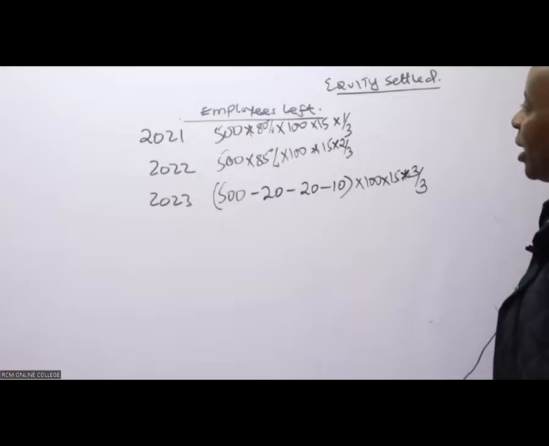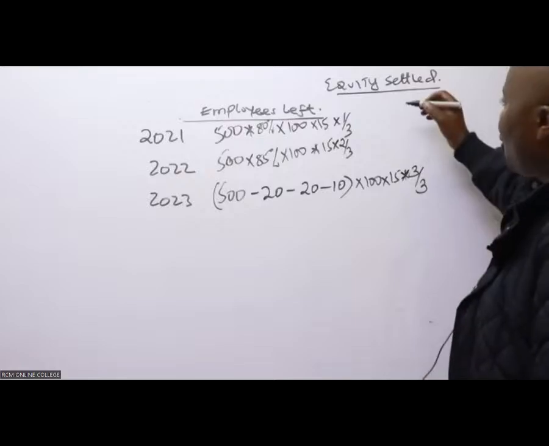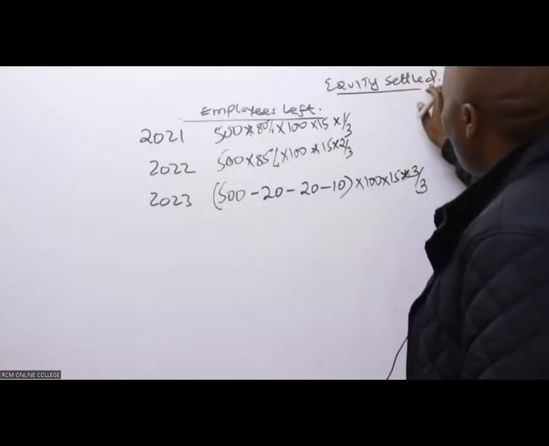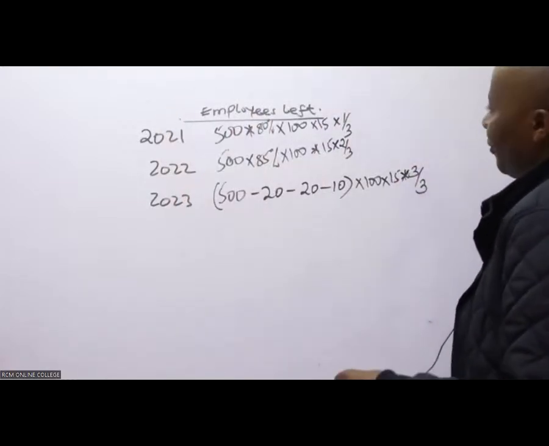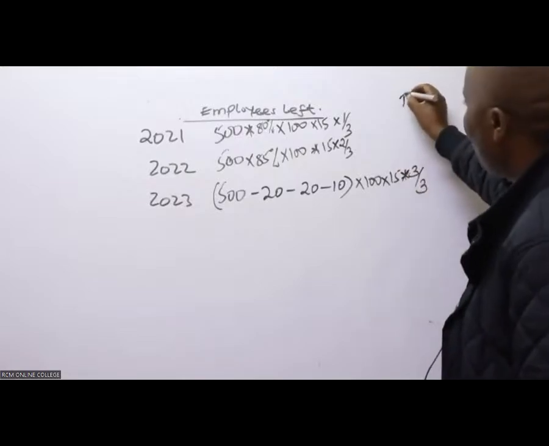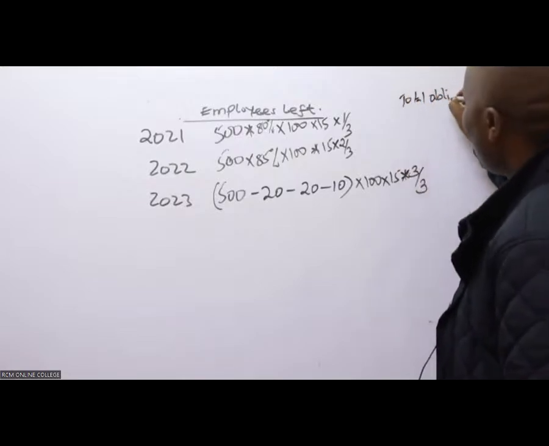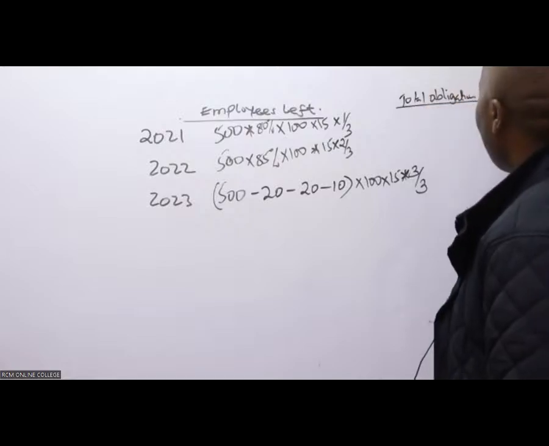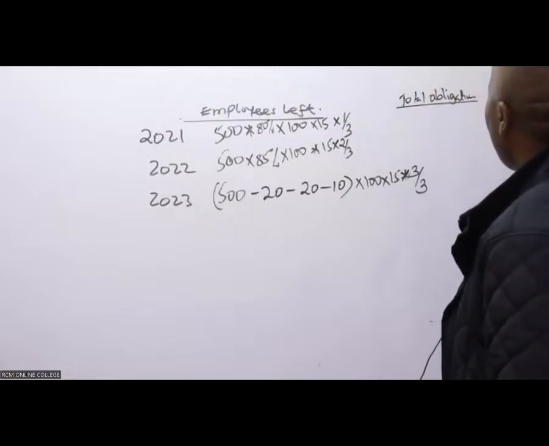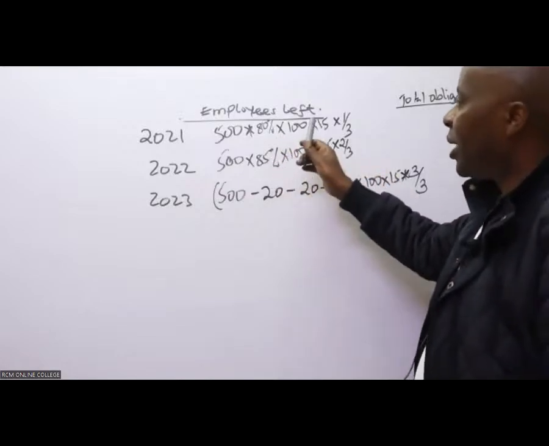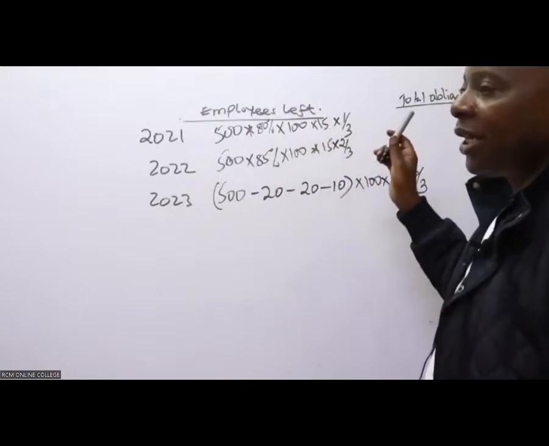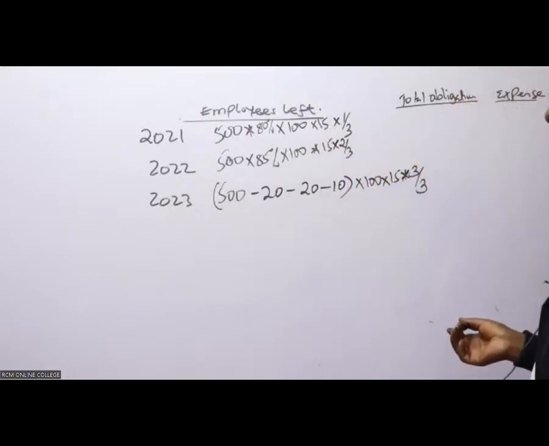So could you kindly give me the total obligation? Is there anybody who is able to give me this total obligation? And then you shall give me a column for expense. Total obligation: you take 500 times 0.8 times 100 times 15 times a third, or divided by 3.